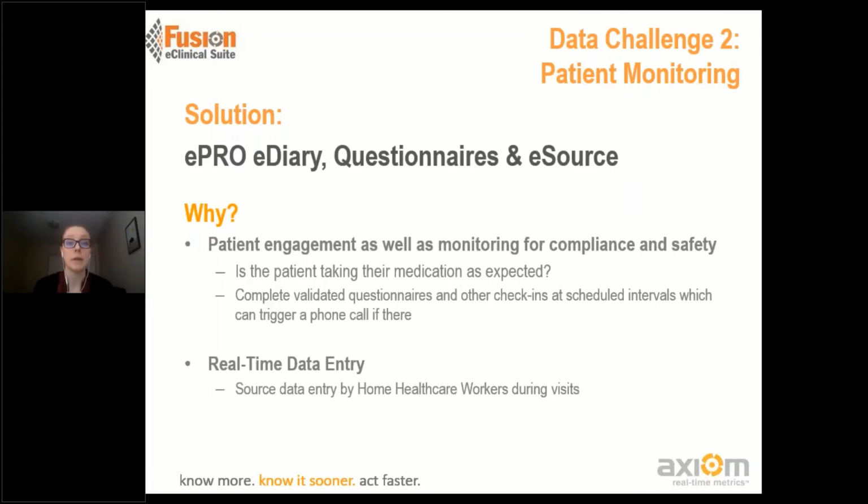So is the patient taking their medication as expected? Did they complete their validated questionnaires? Any other check-ins between the sites and the subjects? And they can be at scheduled intervals, and if not completed as expected, can trigger notifications as well as maybe a phone call from the site. For eSource, that's really focused on the home healthcare workers. So when they're at the patient's home, they can complete source data entry, and that prevents the need for documenting details on paper and having to get that to the site and or transcribe at a later date.